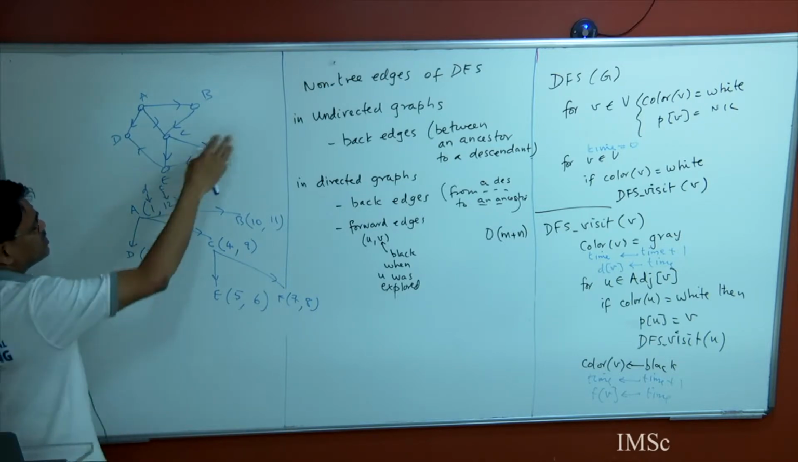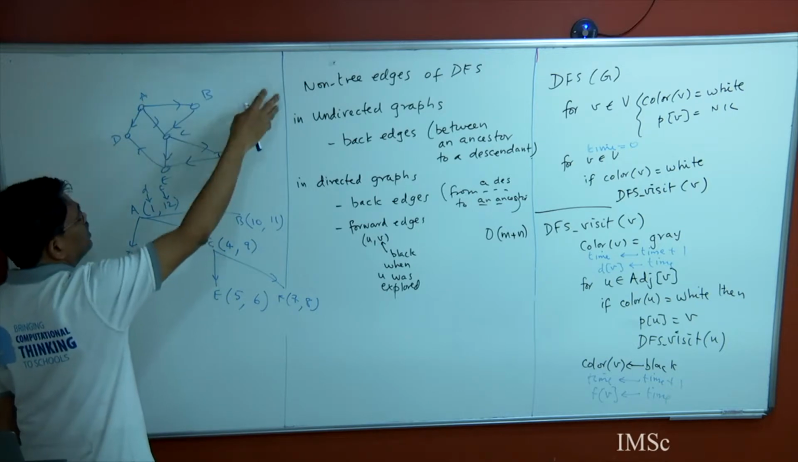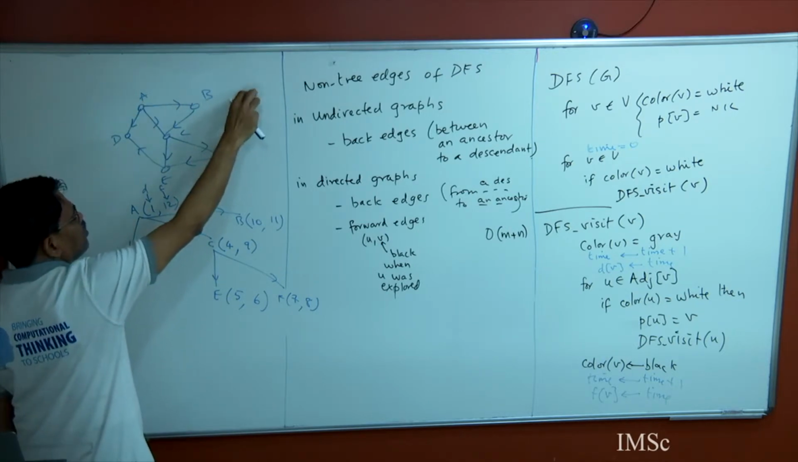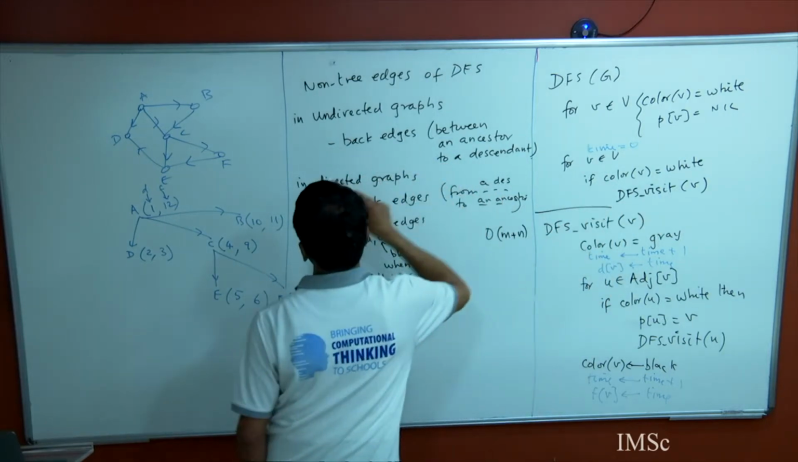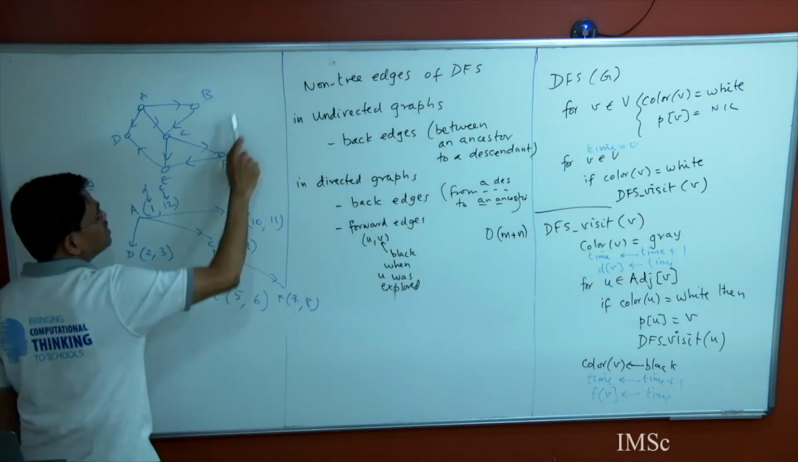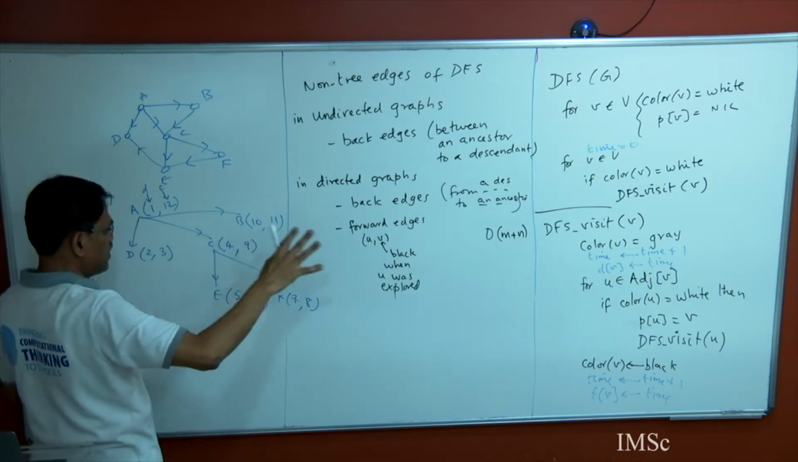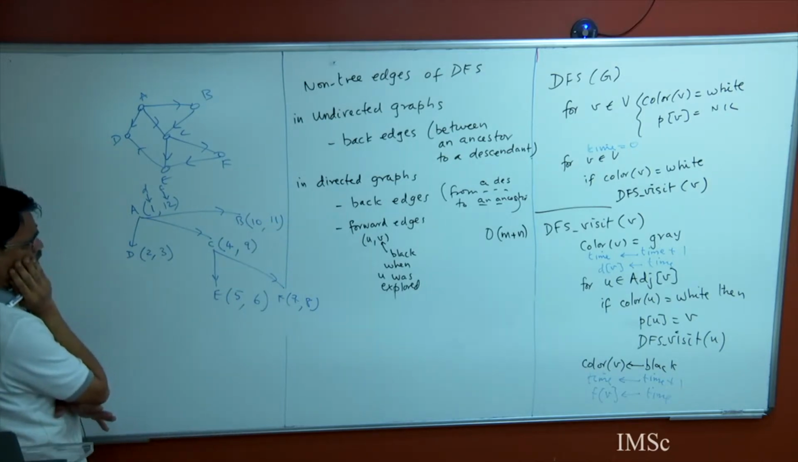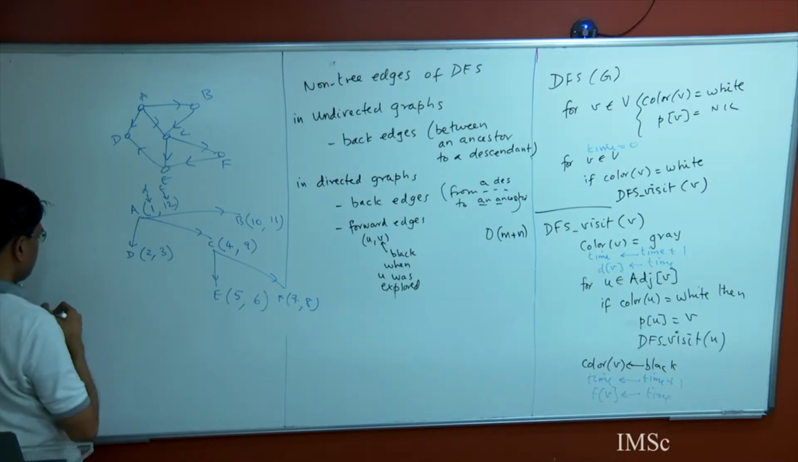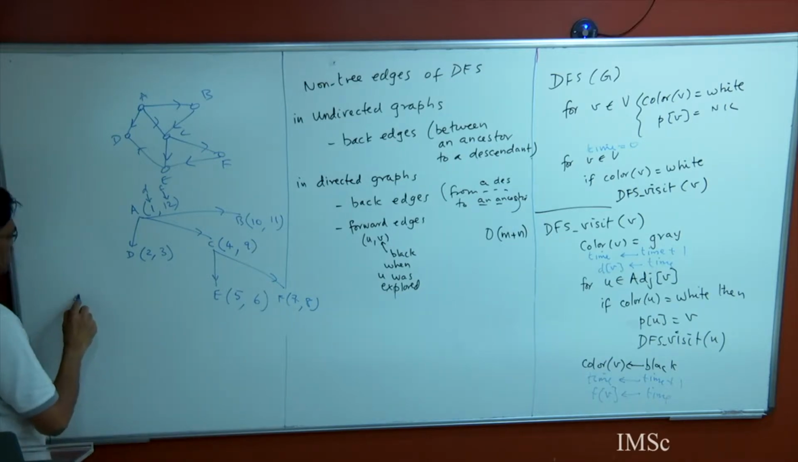If some vertex is not reachable from A at all, I'll grow my DFS somewhere else, start at that time, finish, and so on and so forth. So it'll be like this. What are some properties? D of V is strictly less than F of V.